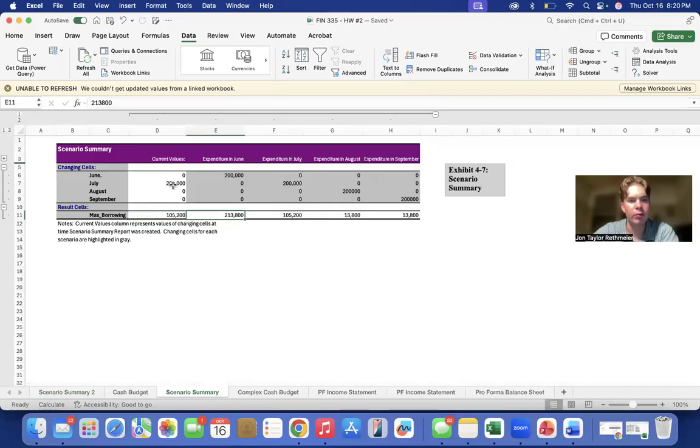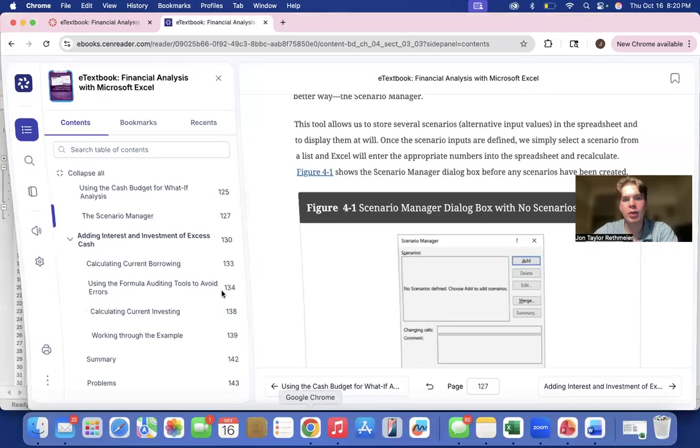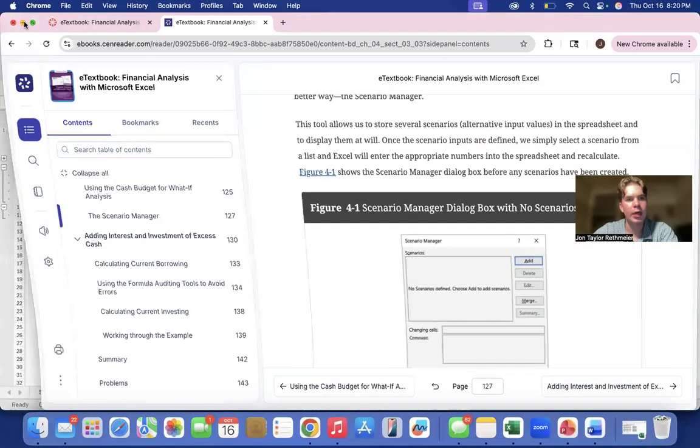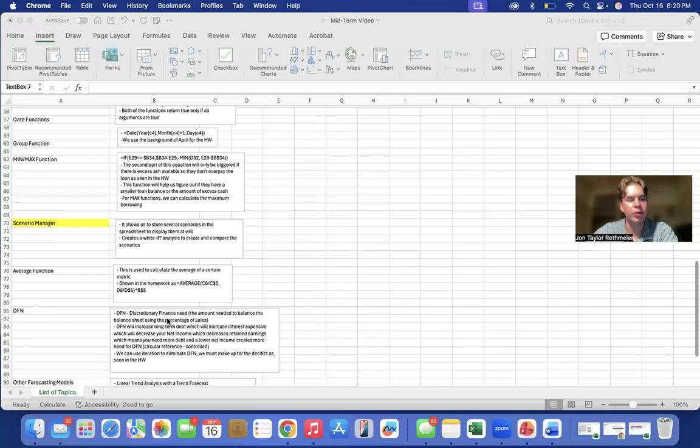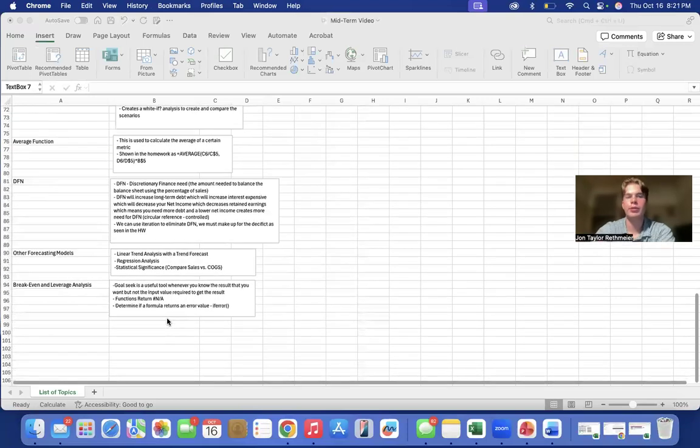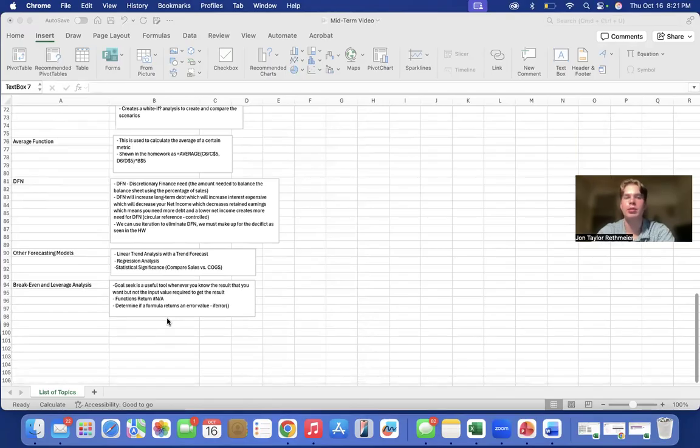And then we can look at the scenario. If we were to borrow in June, we would need the cash sooner, so we need to borrow more. But if we wait until August, the max borrowing we need is 13,800. And then going back to our notes, the other function that we've used is the AVERAGE function, which is used to calculate the average of certain metrics. It's shown in the homework as you do equals AVERAGE and then the different cells.